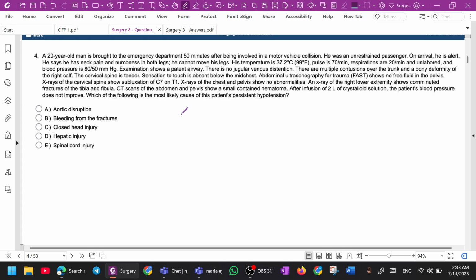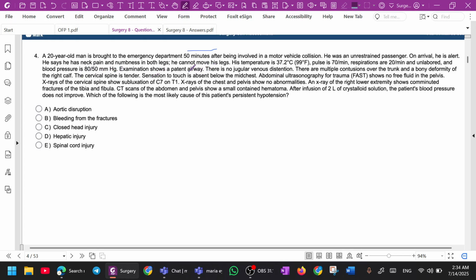A 20-year-old man is brought to the emergency department 50 minutes after being involved in a motor vehicle collision. He was an unrestrained passenger. On arrival he is alert. He says that he has neck pain and numbness in his legs. He cannot move his legs. His temperature is 37.2, pulse 70 per minute, respiration 20 per minute and unlabored, and blood pressure is 80 by 50.